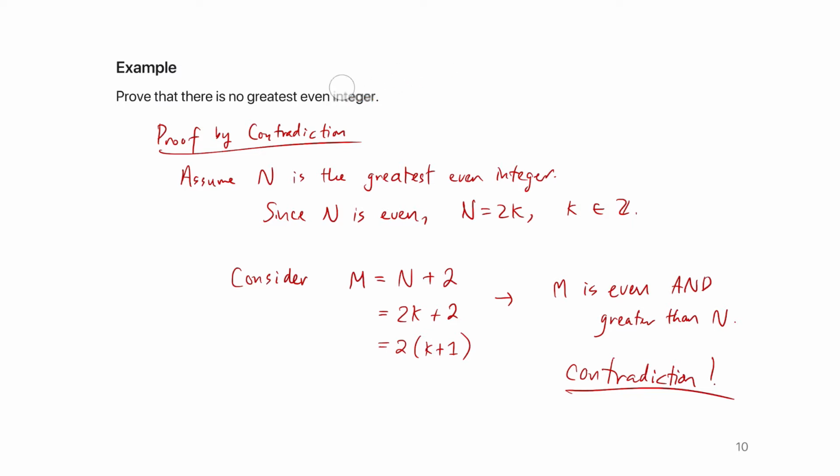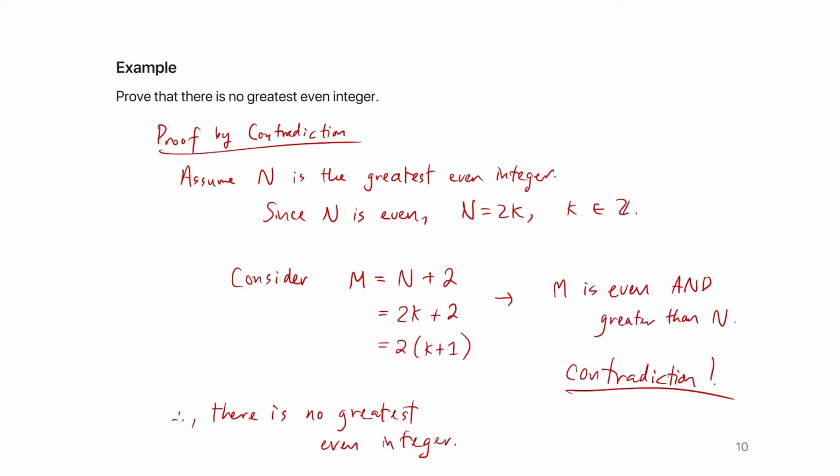I can even erase that. So it says, therefore, there is no greatest even integer. Is that clear? We started off by assuming the opposite of our statement and arrived at a contradiction.